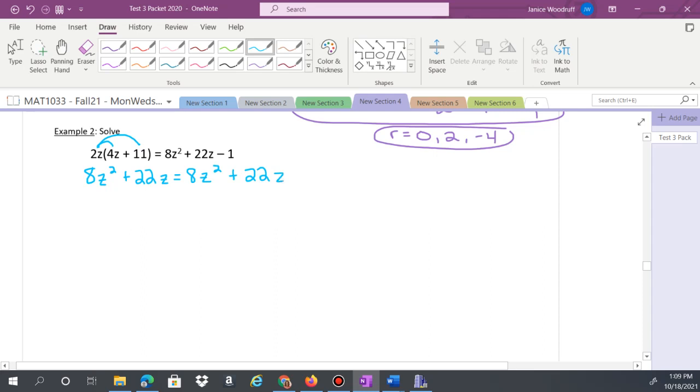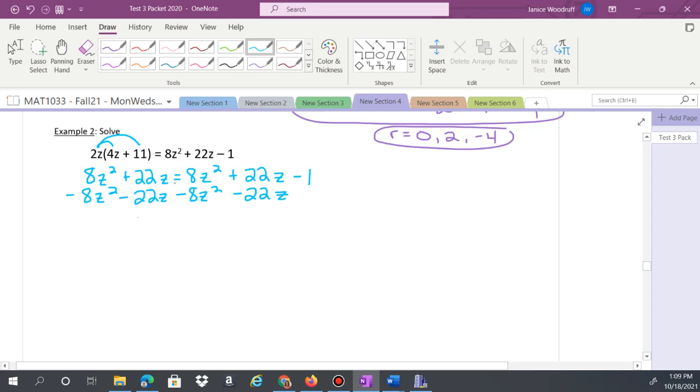Okay, so let's move everything to one side. So let's say I'm going to move over to the right. I'm going to take the 8z squared, subtract it from both sides. I have to subtract it from the other z squared term. I also have to take the 22z, and subtract that from the other z term.